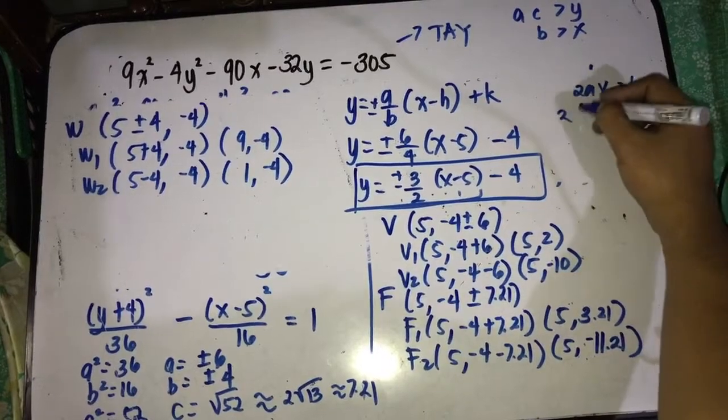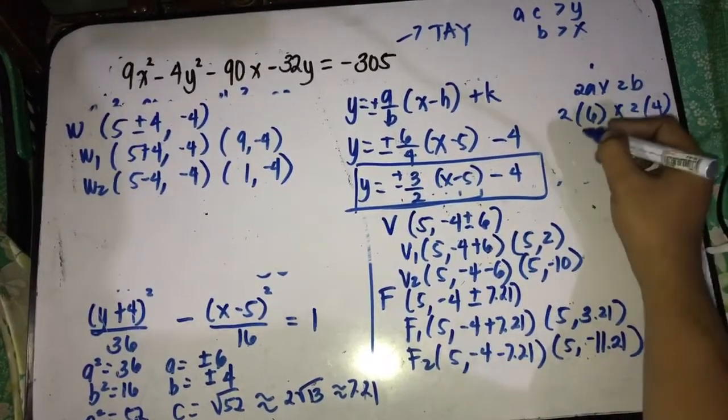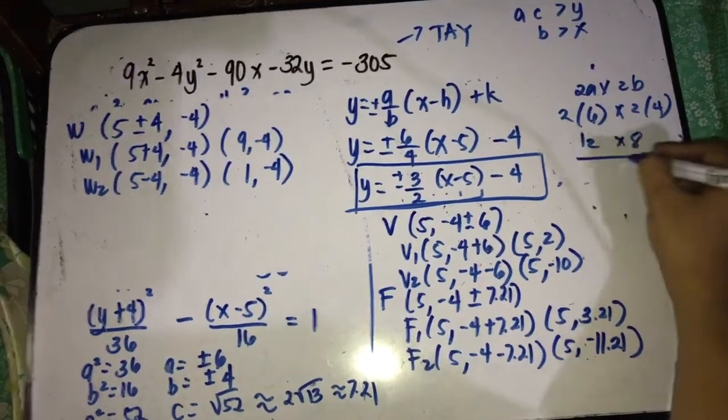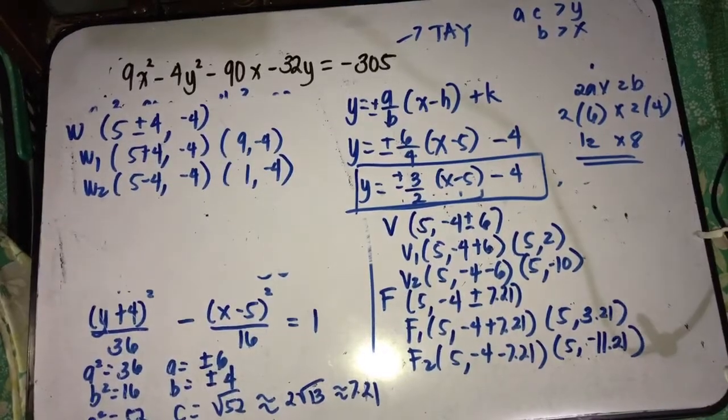Let's now have here the auxiliary rectangle, 2a by 2b. Therefore, that is 2 times 6 times 2 times 4. That is 12 by 8. Therefore, the auxiliary rectangle now is 12 by 8.